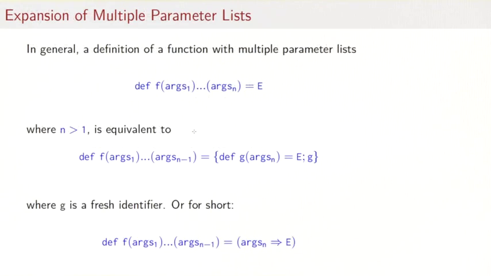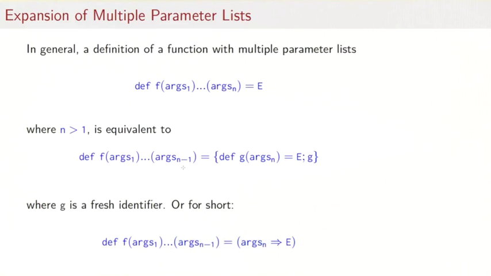So I've said that functions with multiple parameter lists are syntactic sugar. Let's see how they expand. If you have a function with multiple parameter lists like that, f(args1)...(args_n) = e, where n is greater than 0, that's in fact equivalent to taking the first n-1 parameter lists, and for the last one you create a fresh function, call it g, that takes the last list, maps it to the body e, and g is the function that gets returned from f.